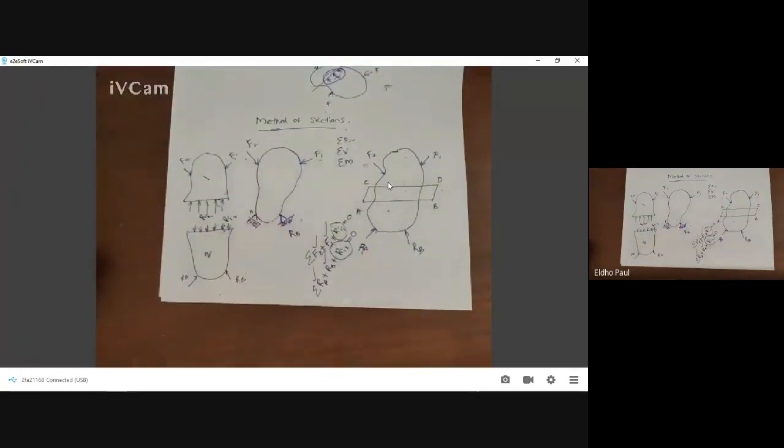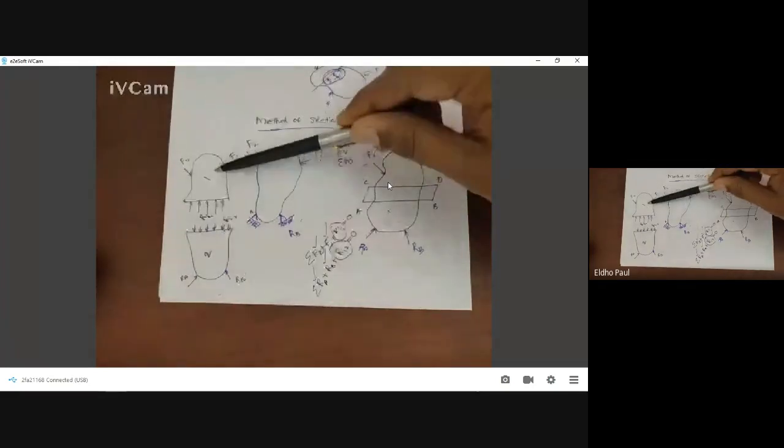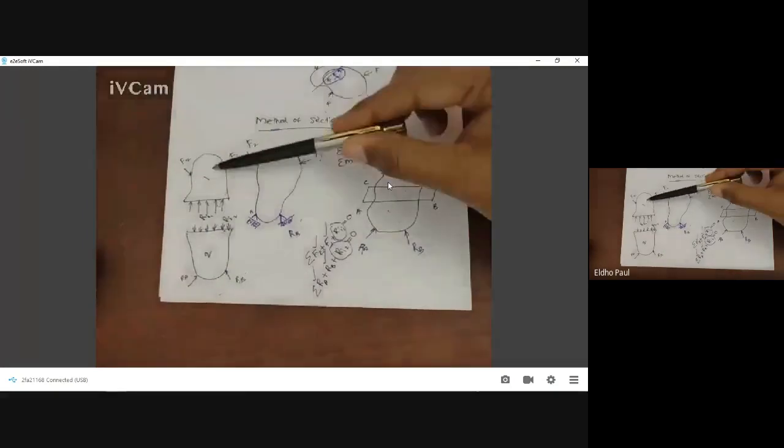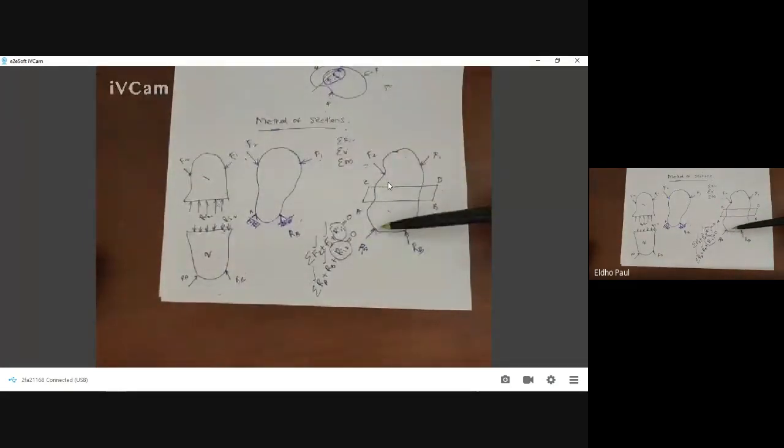And this body is at rest, so we can say the sum of all forces, vertical and horizontal, is equal to 0, and the sum of all moments about any point will also be equal to 0. So this body is in equilibrium. Then I cut this body into two halves. The first part is this one, the second part is this one. From this figure we can see that only F1 and F2 are external forces acting on the first part, and Ra and Rb, the reactive external forces, are acting on part 2.